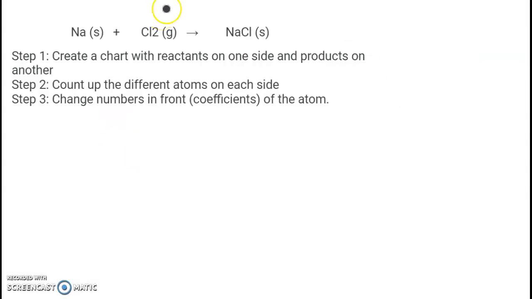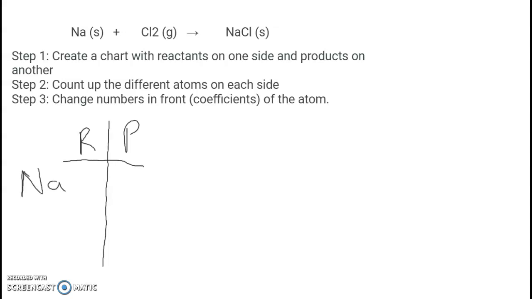Now let's look at sodium plus chlorine equals sodium chloride. My first step again is to create a chart with my reactants on one side and my products on another side. I have sodium, and I have chlorine. On my reactant side I have one sodium and one sodium on my product side, right? There's no subscript, there's no coefficient, so I have one and one. Beautiful, that's balanced, that's great.